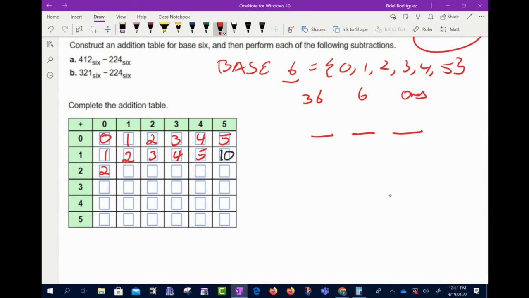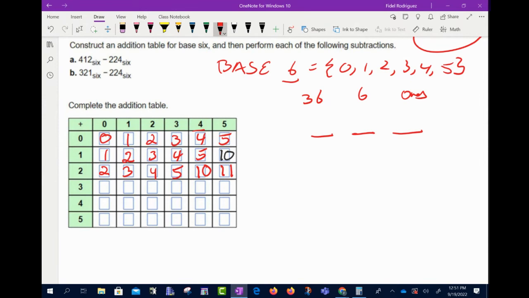I'm going to continue going on here. 2 plus 0 is 2. 2 plus 1 is 3. 2 plus 2 is 4. 2 plus 3 is 5. 2 plus 4 is 6. So remember, that's 1 6 and no 1s. 2 plus 5 is 7. 7 in base 6 would mean there's 1 6 and there's 1 1, because 6 plus 1 gives me that 7.